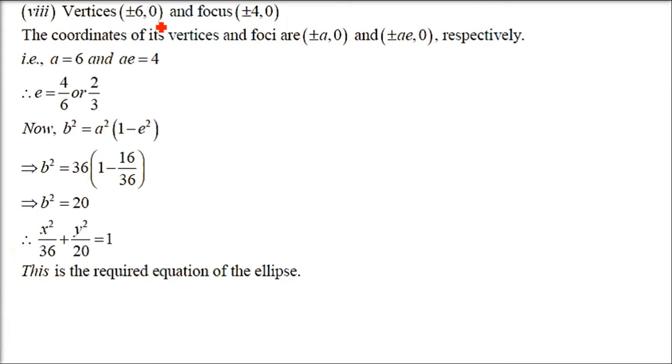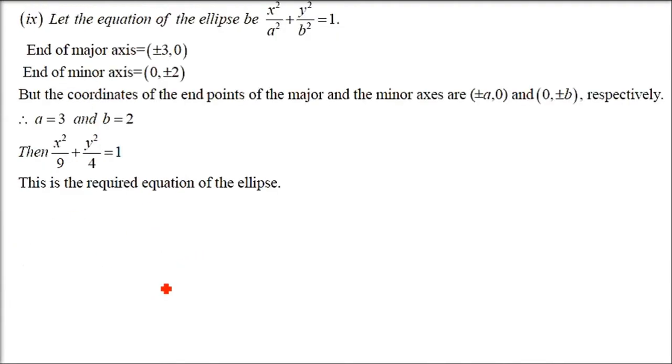Now this is same as question number 6, because the vertices is given, focus is given. This is on the x-axis. This is on the x-axis. So we are talking about a horizontal ellipse. Major axis will remain at the x-axis. So this is plus minus a, 0. So I'm just going to the next question.